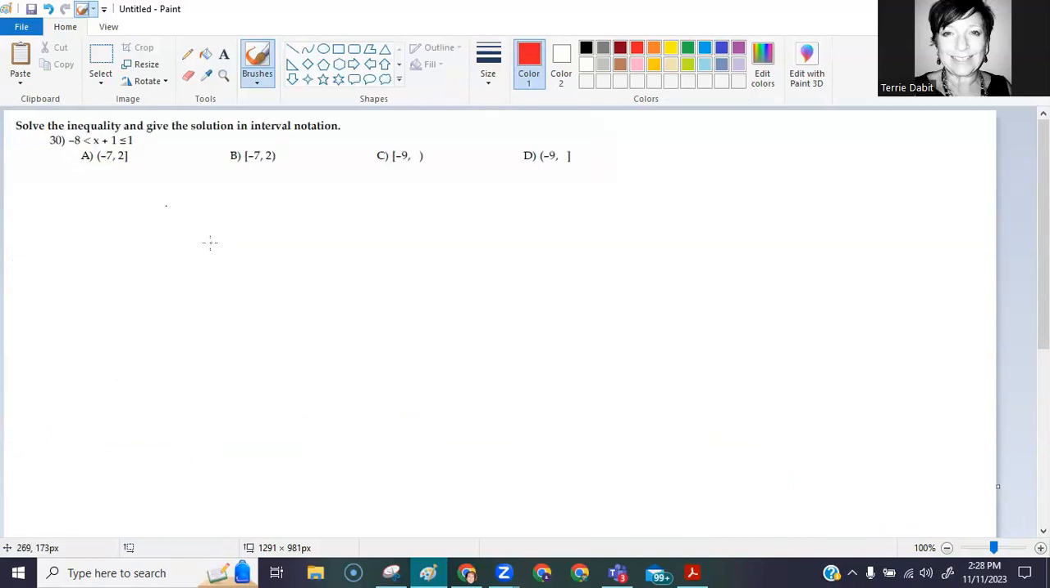Number 30 through 34 is going to go over our compound inequalities. There is another typo on number 30. There should be some zeros right here. So on C and D, there is a zero. So number 30, it looks like a compound inequality, which gives us an and.